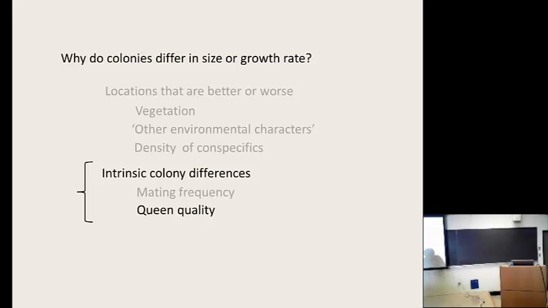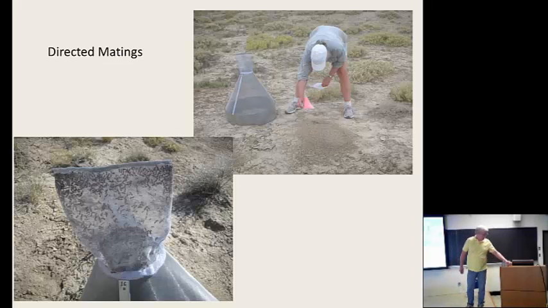Okay, what about queen quality? The notion that there might be just good ones out there. There might be good queens and bad queens. How do you approach that sort of thing? Here we really need to have some sort of experimental, manipulative approach. And this is something that Diane Wiernasz has really worked out here.